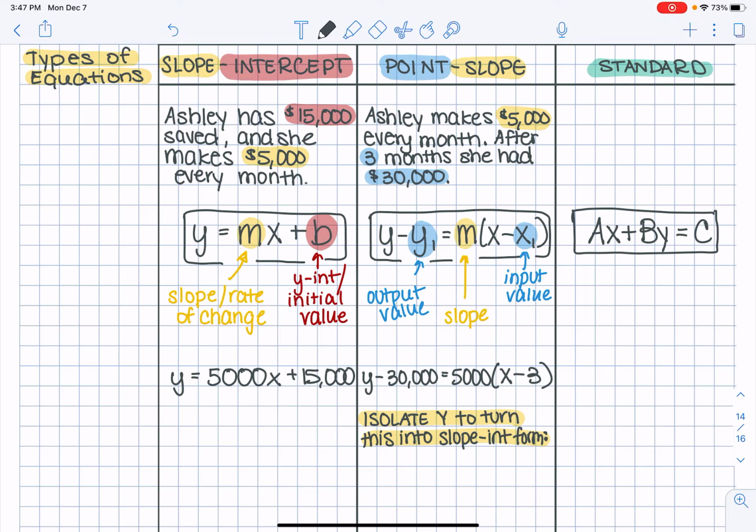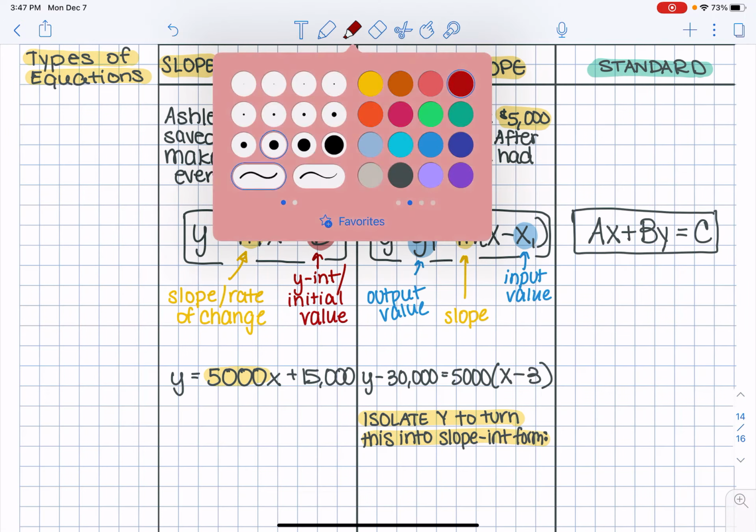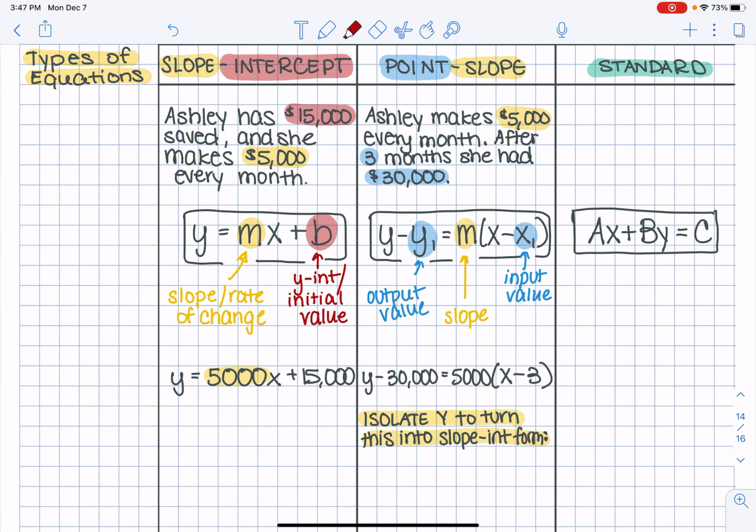So if we had a scenario or a word problem that said something like Ashley has $15,000 saved and she makes $5,000 every month, the slope there is what she's making every month, which is $5,000. And the y-intercept there is what she starts off with, her initial value, and that is 15,000. And both of those values are really clearly visible in our equation.